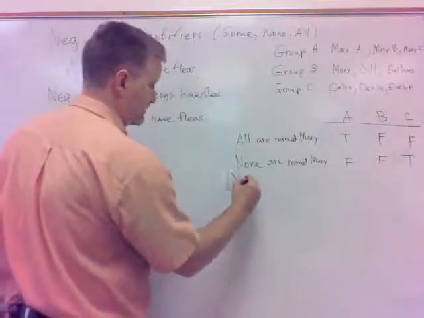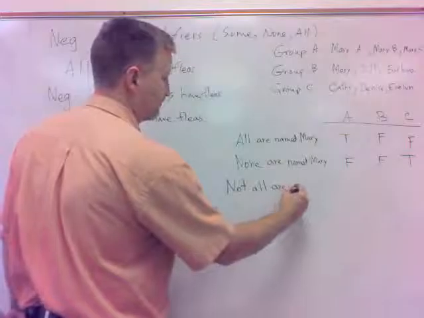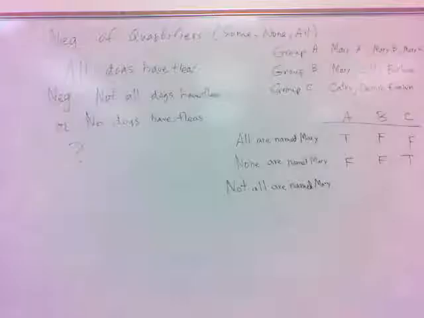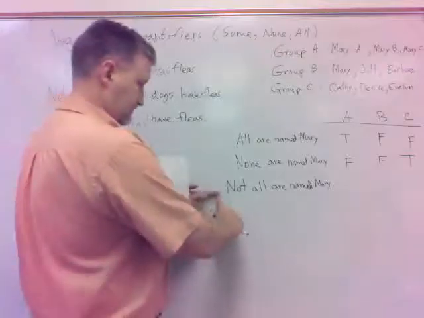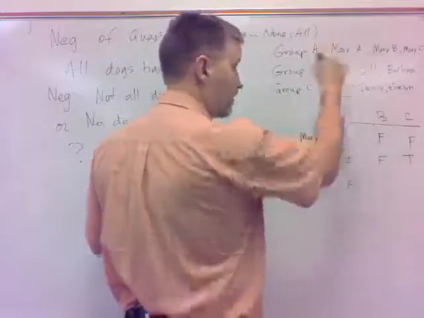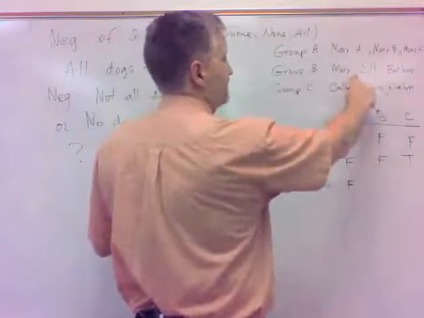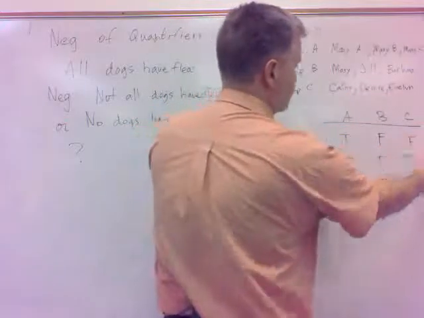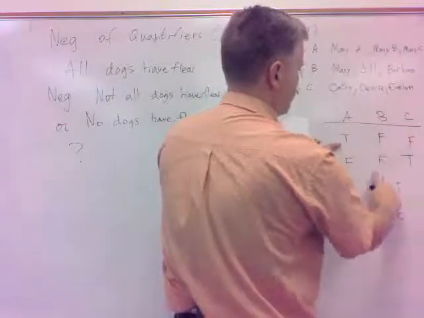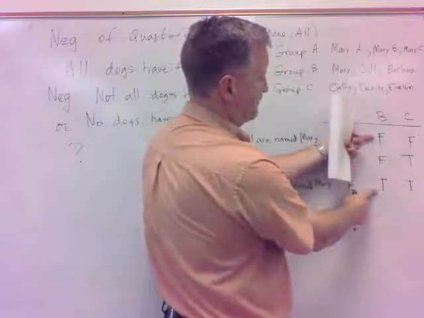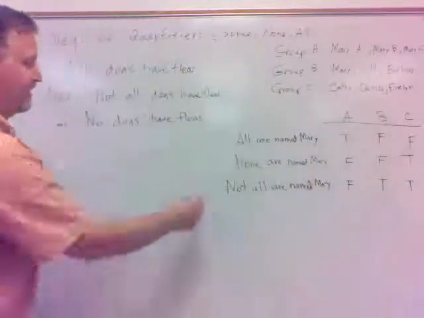Now, it was suggested that we go with not all are named Mary. Let's see what that is. So in group A, not all of them are named Mary. That's false. They all are named Mary. In group B, not all of them are named Mary. That's true, because not all of them are named Mary. In group C, not all of them are named Mary. That's true too. So you notice, yeah, that is a true negation. You got false on all, you got true on not all. You got true, and then you got false for the not all. Yeah, that one is a true negation.